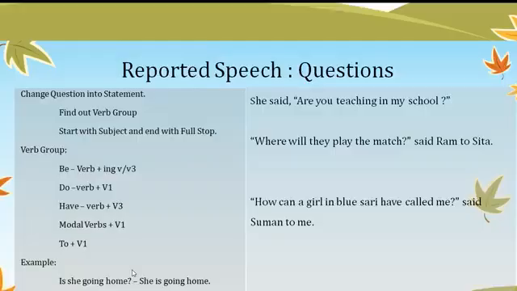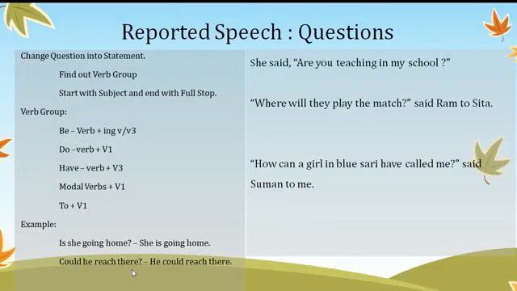Now let's go to another slide. Reported speech of questions, we are going to see how to change the reported speech of a question. I have given the rule to you. First of all, you have to change the question into a statement. Try to understand: change the question into a statement, because you already know a question always starts from an auxiliary verb, and a statement always starts from the subject. I already told you about the types of sentences. A question always starts from an auxiliary verb and ends with a question mark, but a statement always starts from the subject and ends with a full stop. That is the difference between a question and a statement.